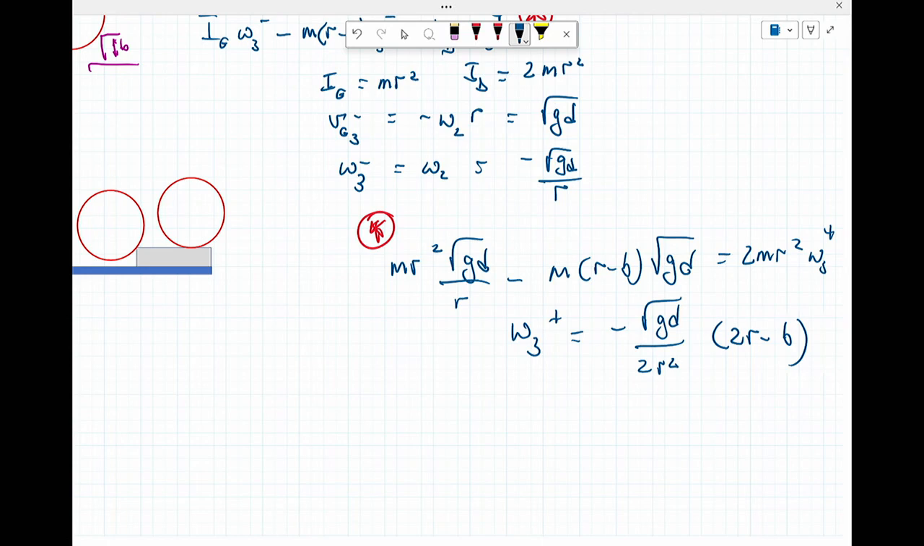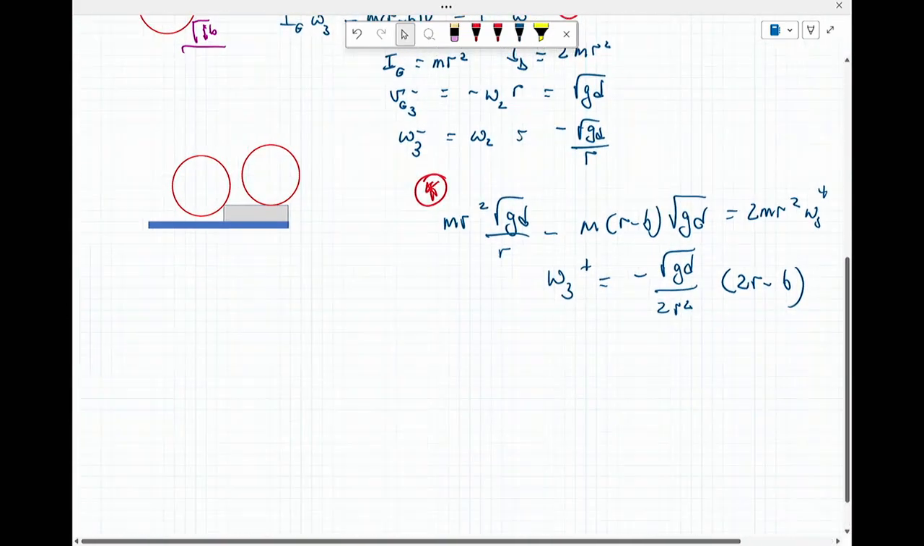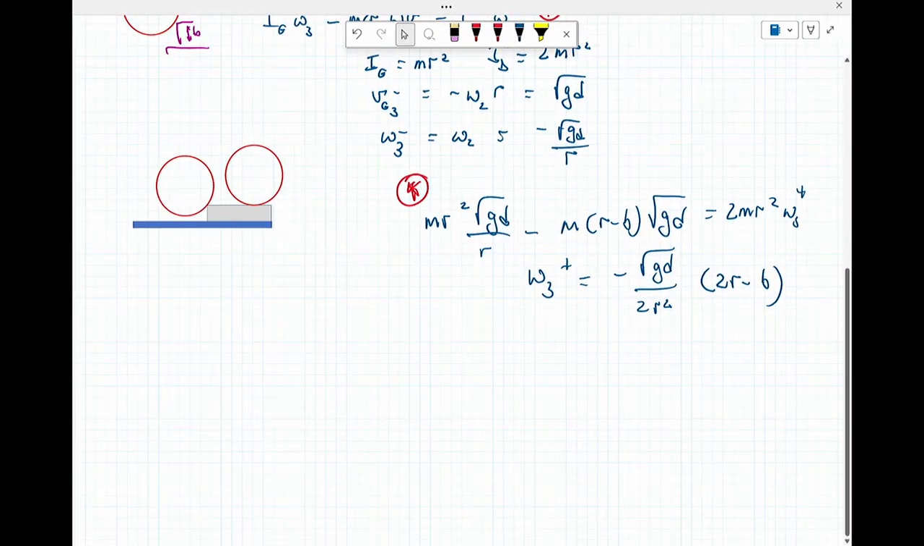So it's going to go over the surface, and when it impacts against that surface, I can solve through: minus square root GD over 2r squared times 2r minus b. Still variables, but it's okay.